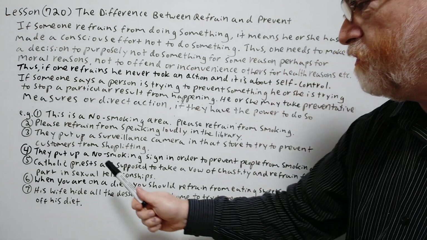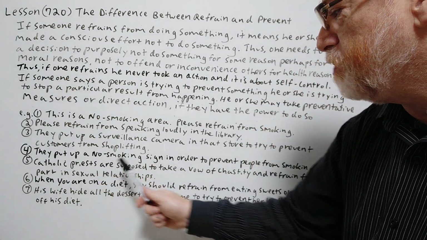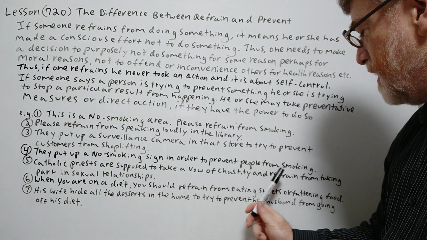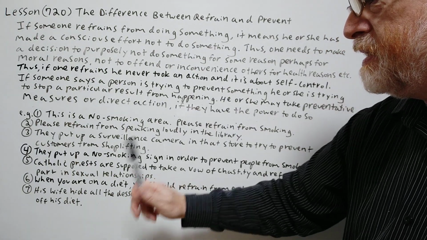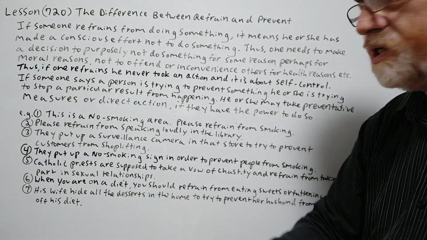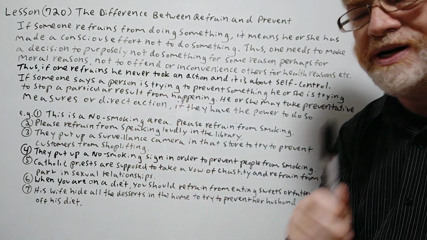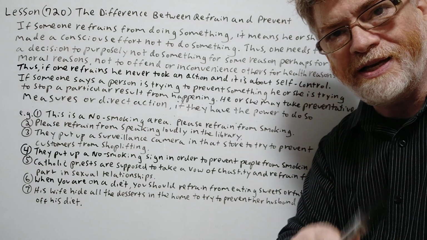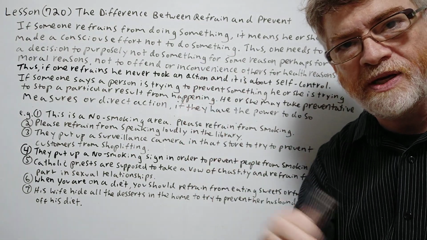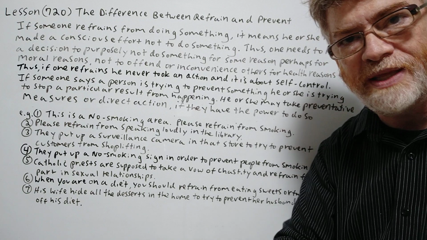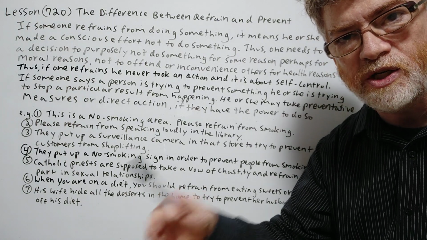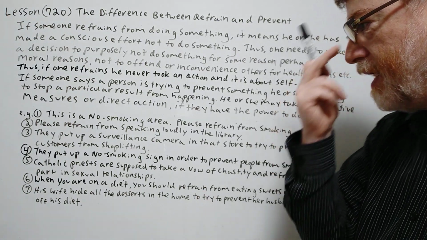All right, number 5, Catholic priests are supposed to take a vow of chastity and refrain from taking part in sexual relationships. So Catholic priests are supposed to make a conscious effort not to do this. They're supposed to take a vow, a promise, because it may interfere with their religious work. That's the idea behind that.